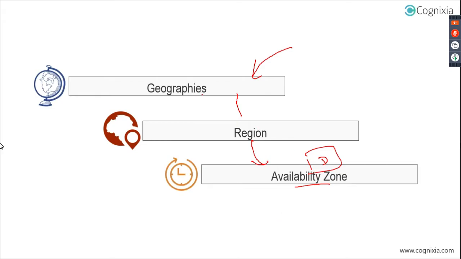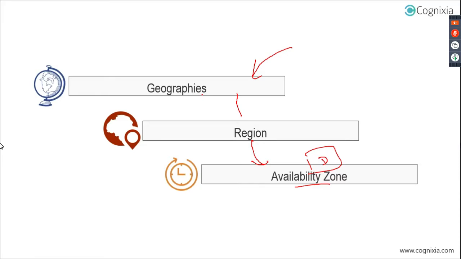Inside one geography, there would be multiple regions which will be paired with each other. If I talk about India, in India we have the Central India region and we have South India. Central India is paired with South India, and India represents your geography. Central India represents one region, and South India represents one region.